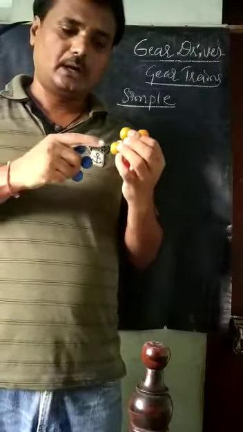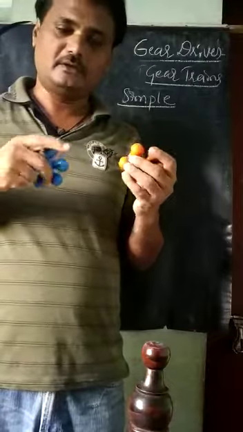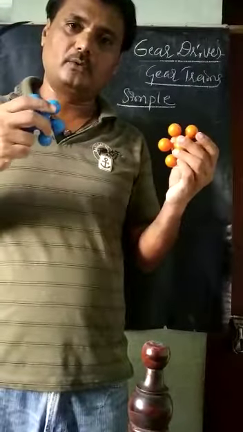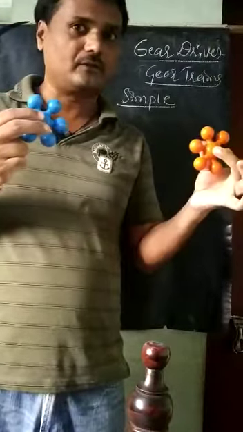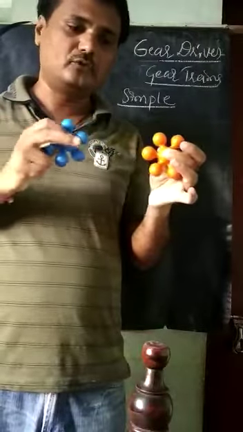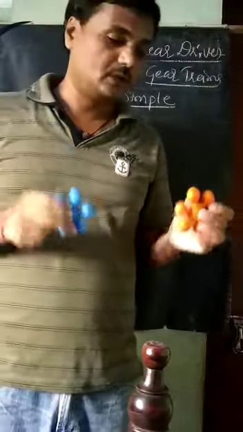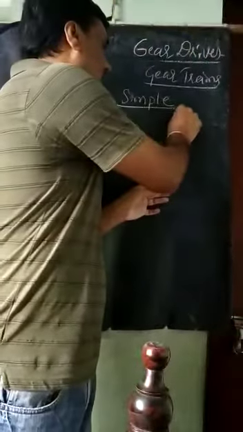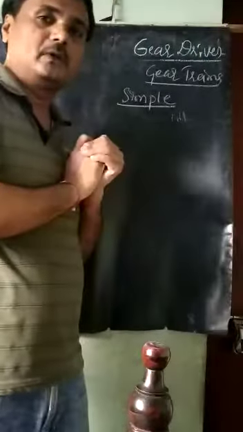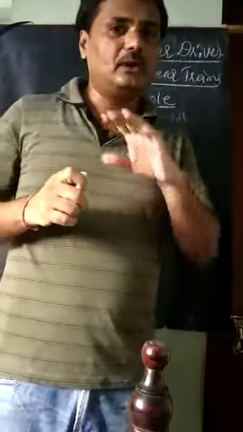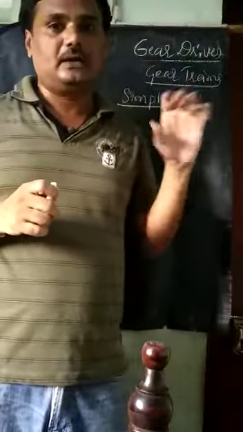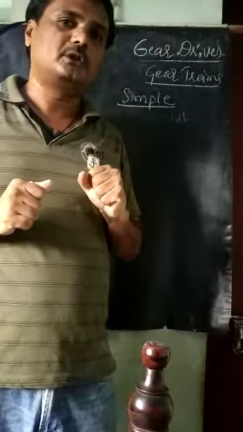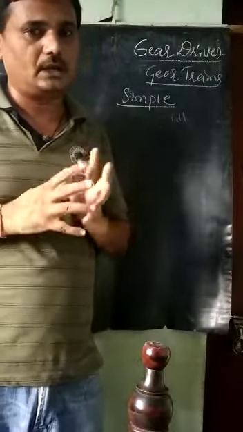Therefore, the number of gears in between the first driver and the last follower are used. They are called the idler gears. So then it is called a gear train, which is used to transmit the power.